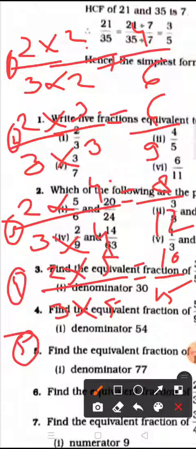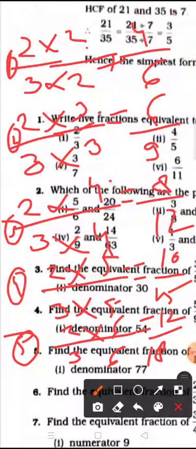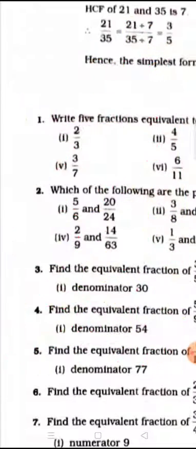Fifth, because we have to find 5. So 2 upon 3 multiplied by 6: 2 sixes are 12, 3 sixes are 18. So these all are the equivalent fractions. Okay, so you have to write using the equal sign or comma. Have you understood?